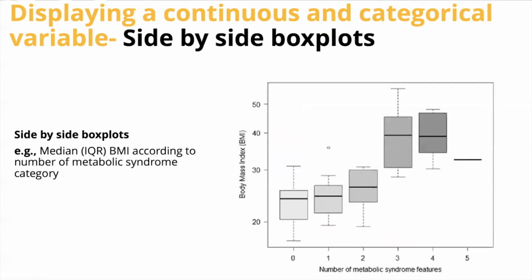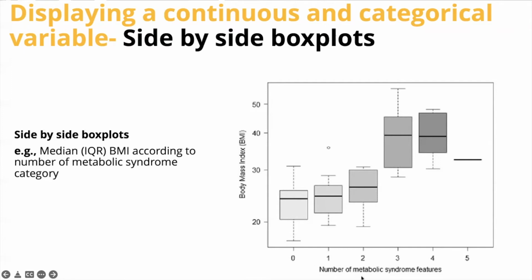You can also display continuous and categorical variables together using side-by-side box plots. I explained what box plots were in a previous slide, but essentially what you do is instead of plotting the box plot for a single variable, you plot it for each category of your categorical variable. This again is just an example, but you're going to have your continuous variable on the y-axis, and then you're going to have your categorical variable on the x-axis.